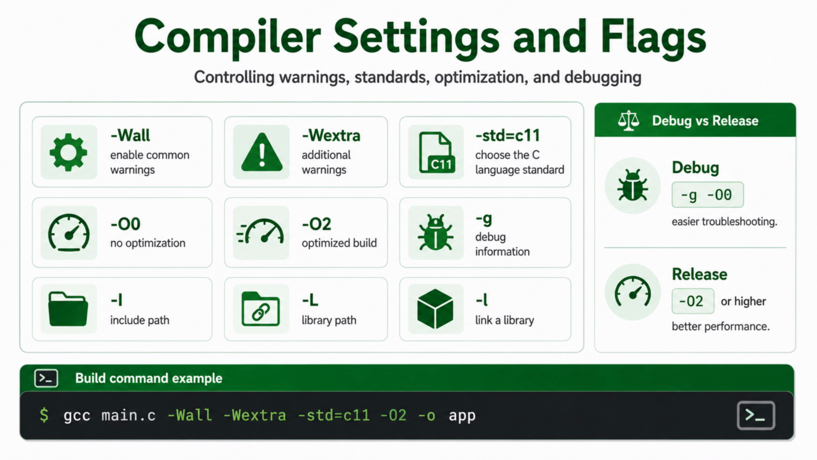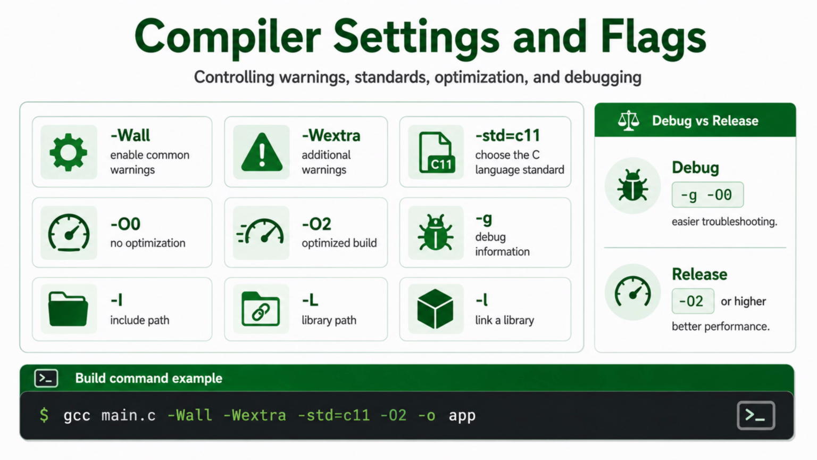Flags like -Wall and -Wextra enable important warnings. In professional embedded development, warnings should be treated seriously, because a warning can become a real hardware bug later. The flag -std=c11 selects the C language standard. Optimization flags such as -O0 and -O2 control how aggressively the compiler improves the code. -O0 is useful during debugging because the generated code stays closer to the original source. -O2 is common for release builds because it improves speed and often reduces code size.